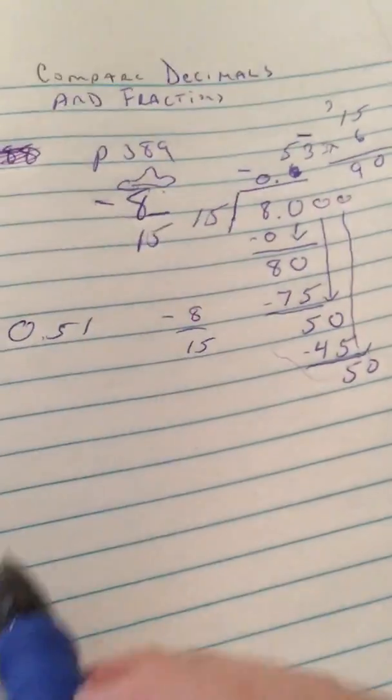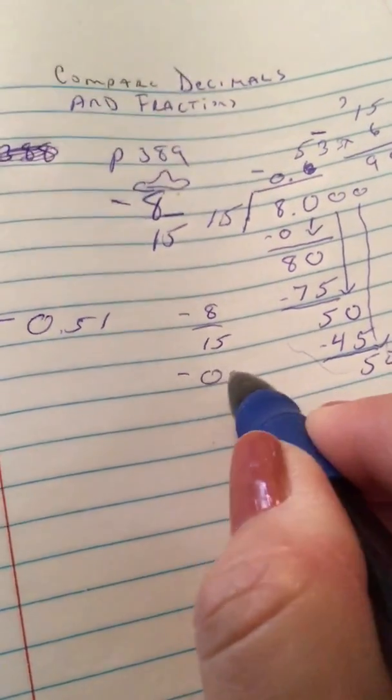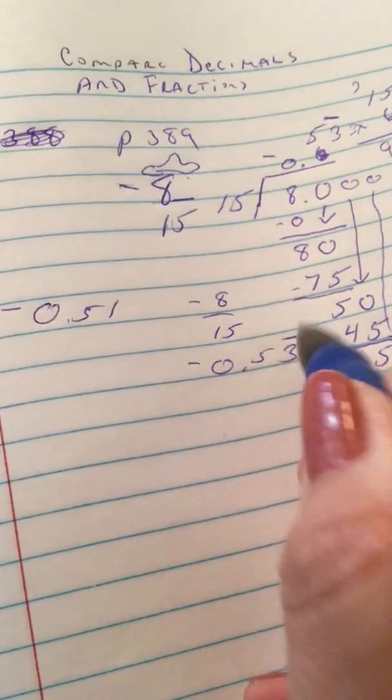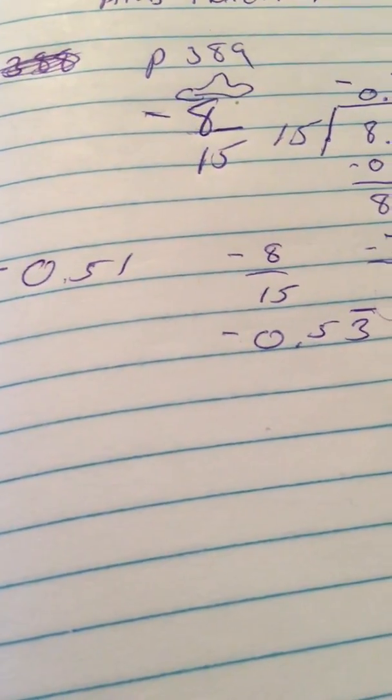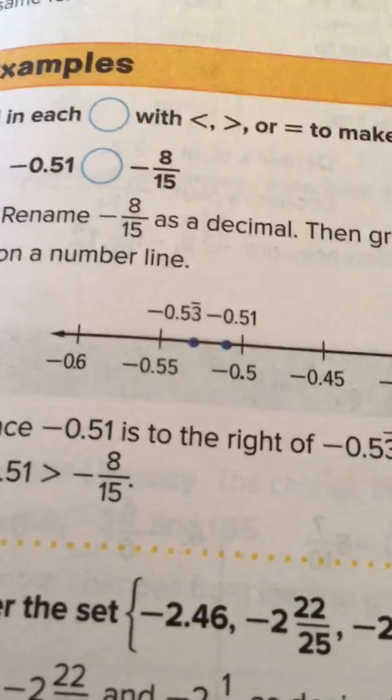-0.51 versus, and we know that -8 over 15 is now -0.53 bar. Who is bigger? Again, because -0.51 is closer to 0 than -0.53, I'm going to go ahead and choose greater than. There it is on my paper, on my book. There it is on my book.